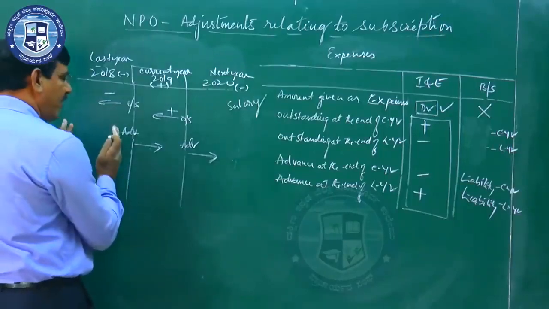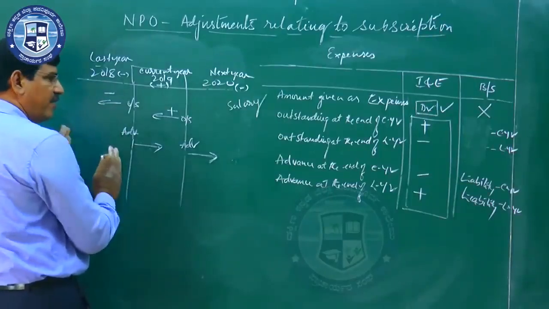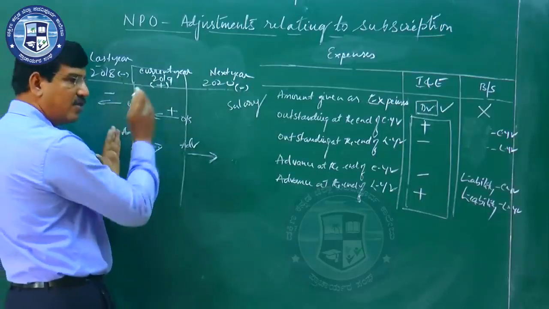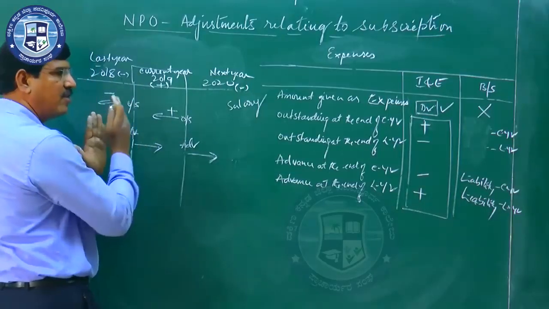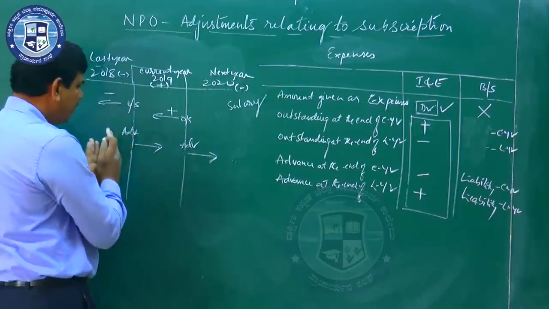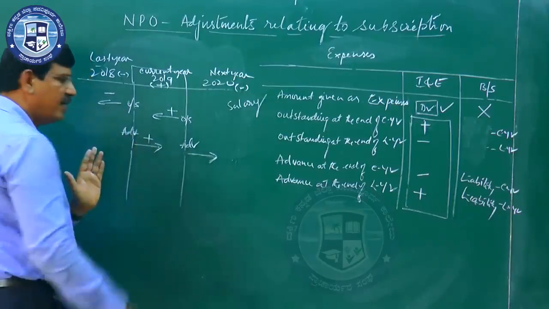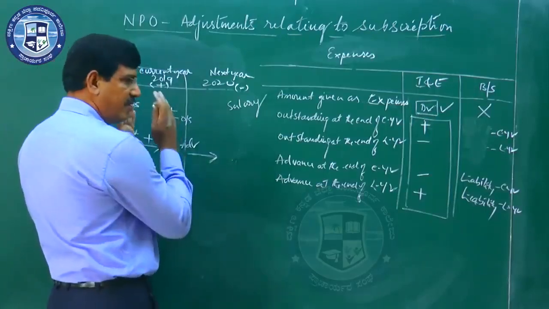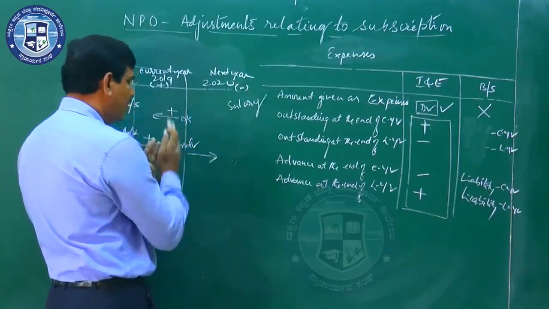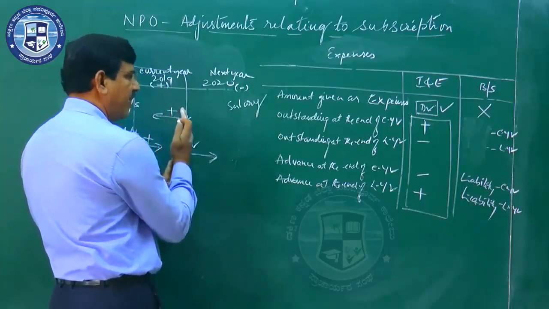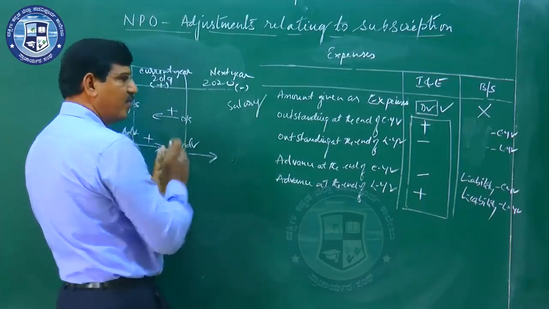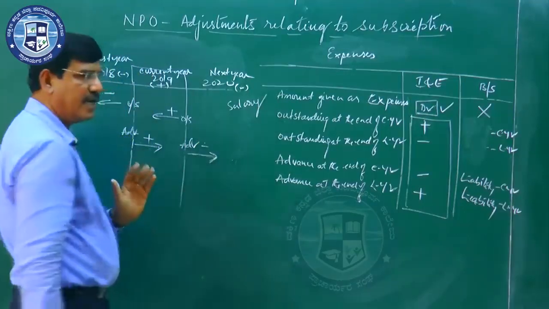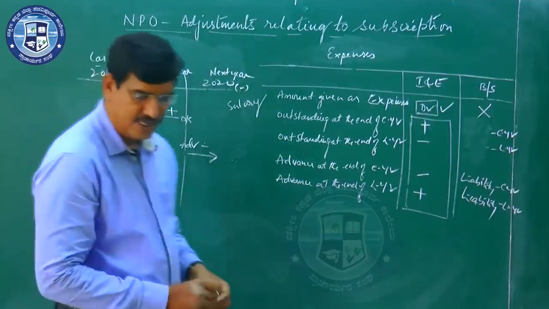So advances of last year, the advances are given for the coming years, not to the previous year. That's why the advances of last year, advances found at the end of last year, it is for the current year. That's why it must be added. So any advances received or any advances shown at the end of current year, it is relating to the next year. It has the forward nature, so you have to deduct it. Now let's look at the treatment.